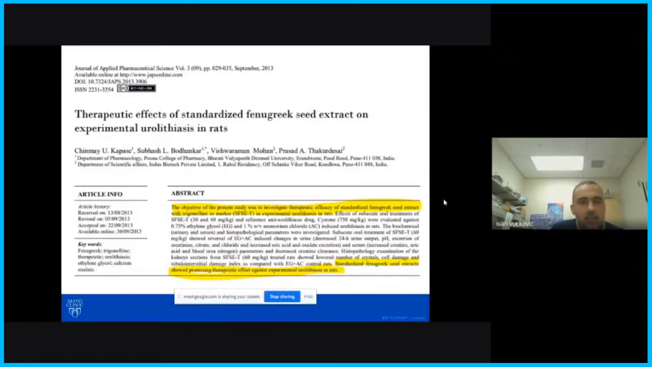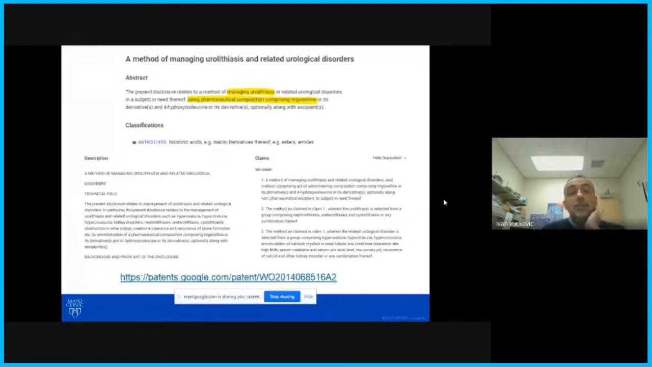But the most interesting, for me, is trigonelline. I found a paper from authors in India that showed in vivo in rats that the aforementioned plant, which is rich in trigonelline, can be used as a therapy for kidney stones. And they later made a patent that uses extract of this plant as a cure for kidney stones.